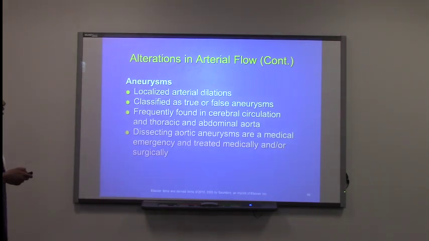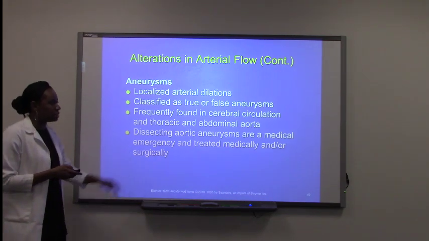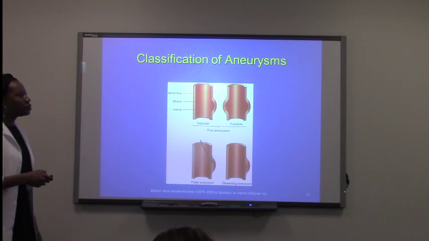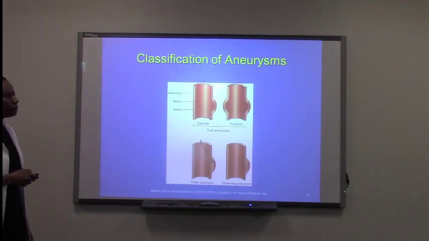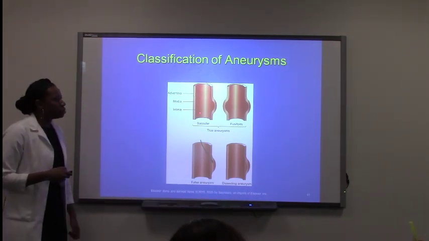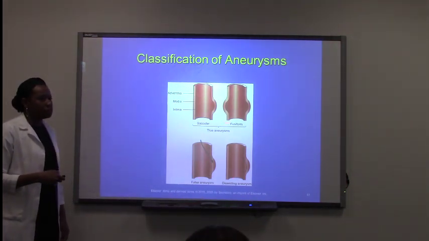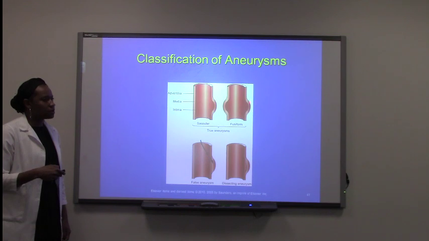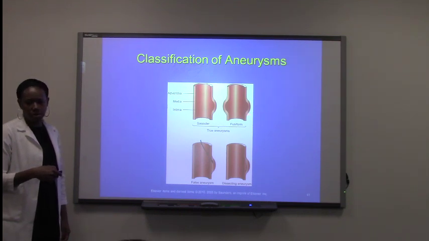Now, dissecting aneurysms, which I'll show you in a second, are definitely an emergency situation. So we have two different types of aneurysms. You have the true, and then you have a false, and then I'll explain dissecting. The true aneurysms have two different types. A saccular is when there's one side that's bulging out, whereas a fusiform is both sides. So just make sure you know the two different types of true.